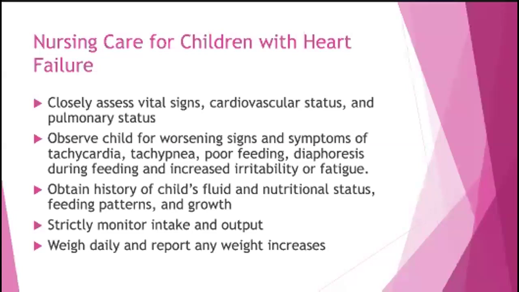We need strict I&Os. Heart failure often needs diuretics, and it's so critical to track urine output carefully. If we have decreased urine output, it may indicate worsening perfusion or renal compromise. So we should be doing daily weights, and this should be done in the morning. We want to report even a small daily increase. With an infant, greater than 50 grams in a day, or a child greater than 0.5 to 1 kilogram a day, it could be a sign of fluid retention and worsening of heart failure.